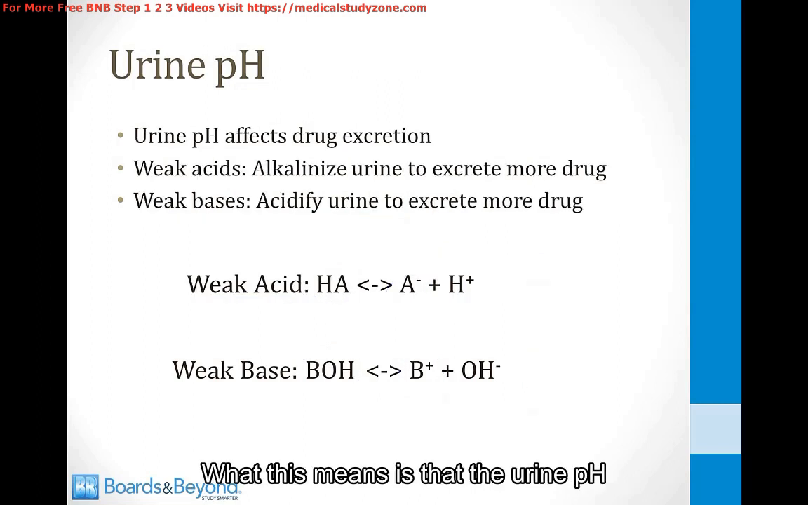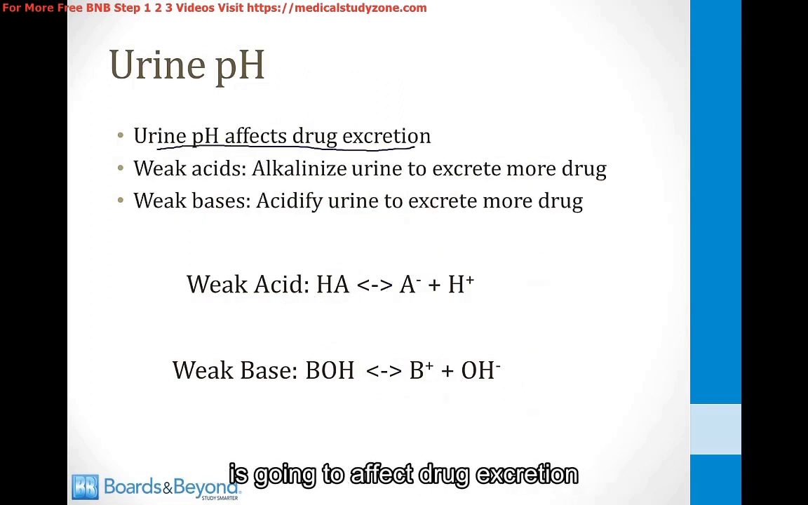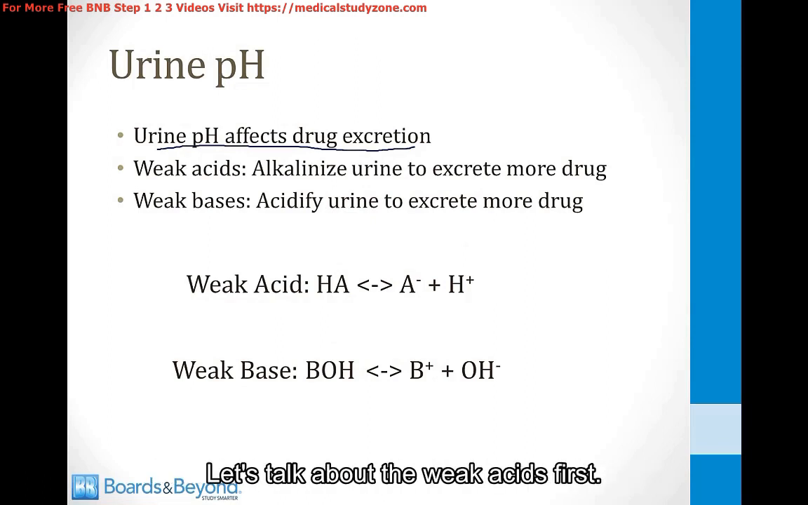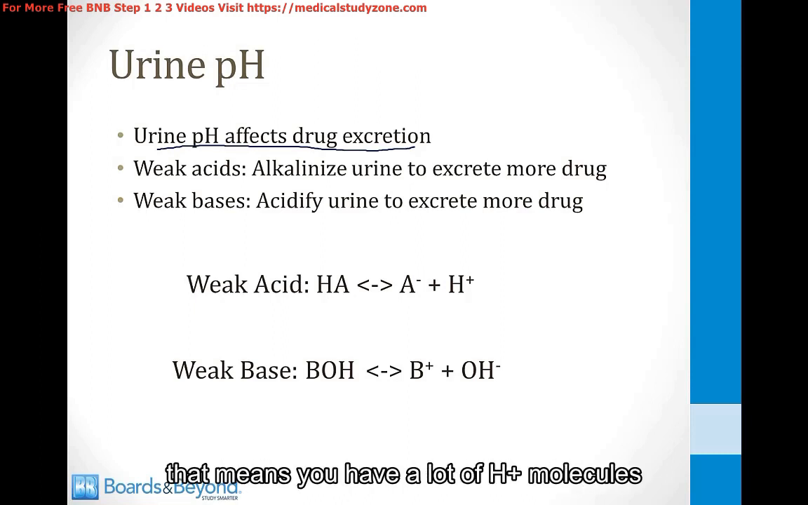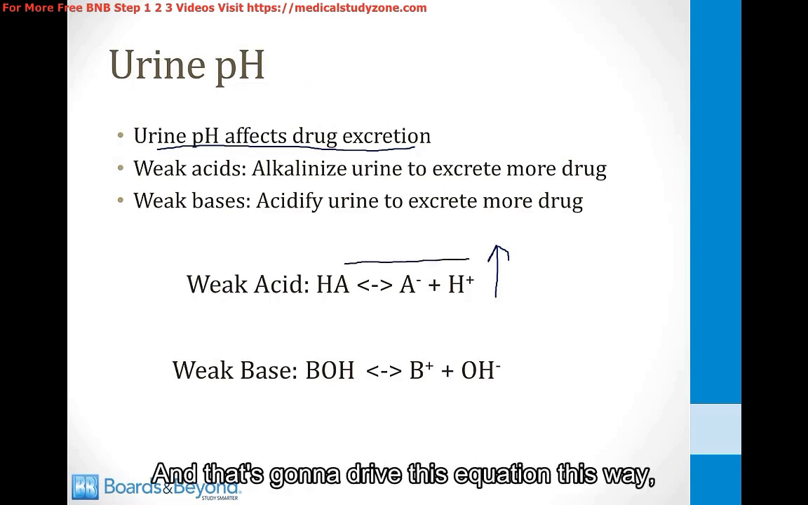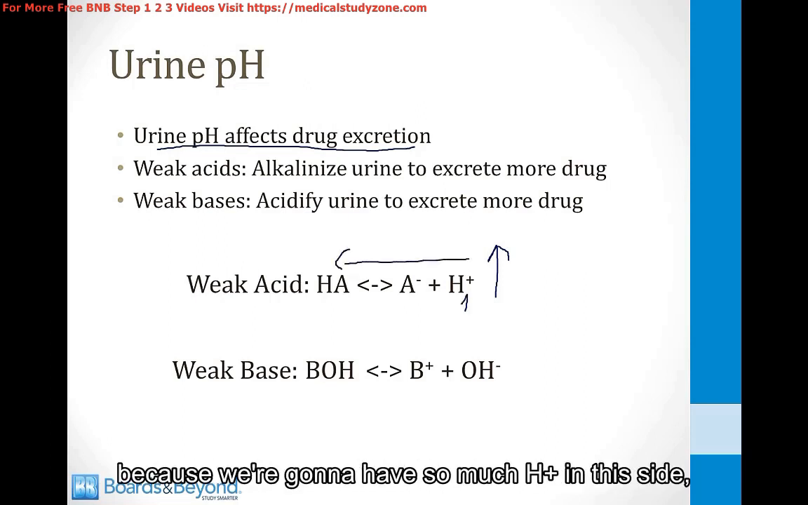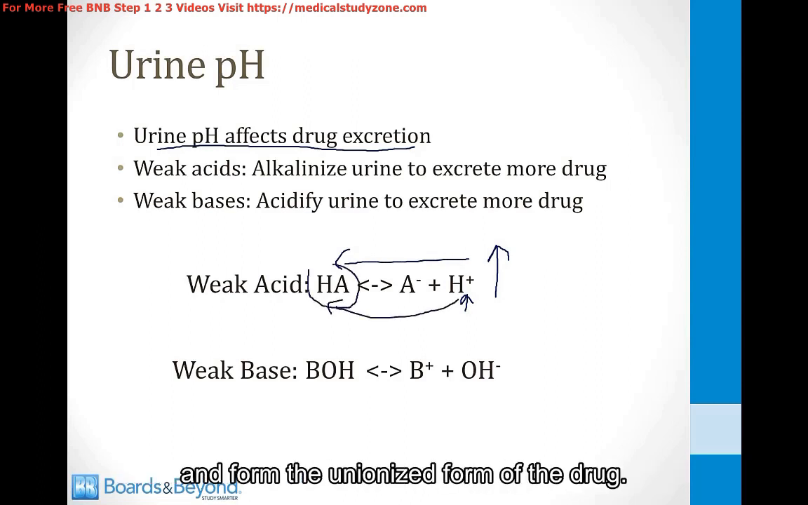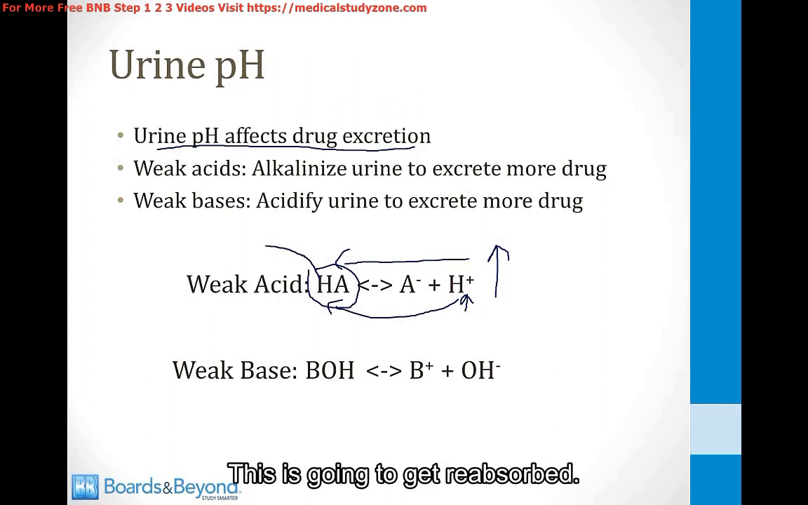What this means is that the urine pH is going to affect drug excretion, because the urine pH can favor either the ionized or unionized form of the drug. Let's talk about the weak acids first. If you have a very acidic urine, that means you have a lot of H plus molecules present in the urine, and that's going to drive this equation this way. Because we're going to have so much H plus on this side, the equation is going to go this way and form the unionized form of the drug. This is going to get reabsorbed. So an acidic urine favors the reabsorption of weak acids.